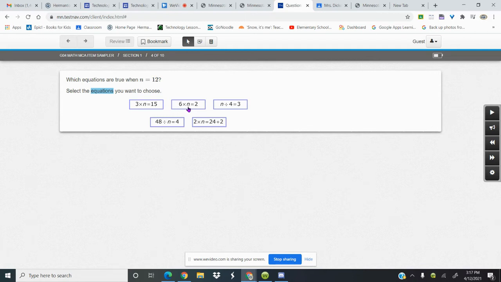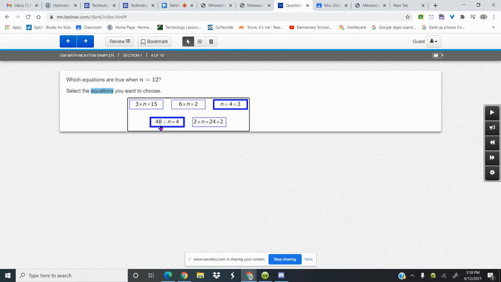6 times n equals 12? Nope, I would say no. That's 6 times n equals 72, I would say. 12 divided by 4 equals 3. Yep, that works for me. And then 48 divided by 12 would equal 4.